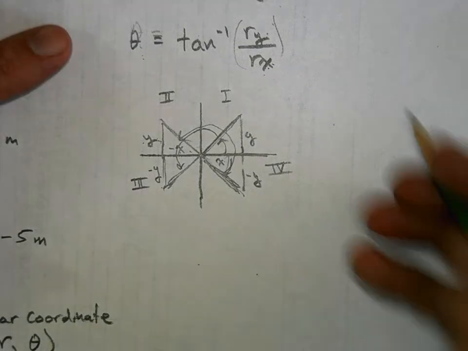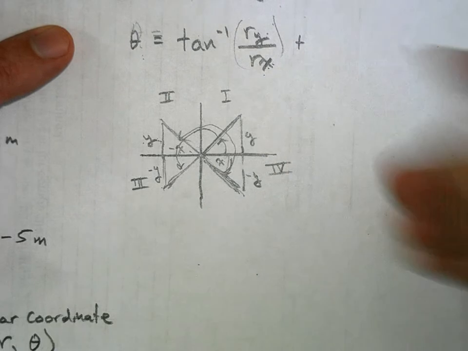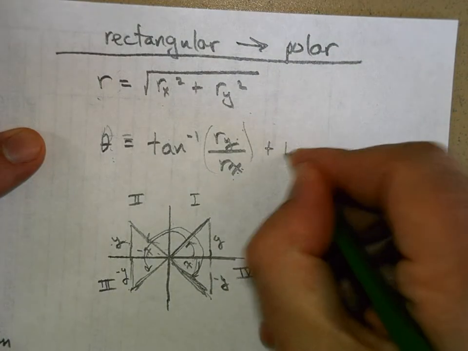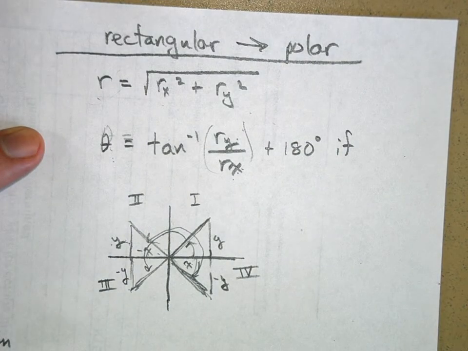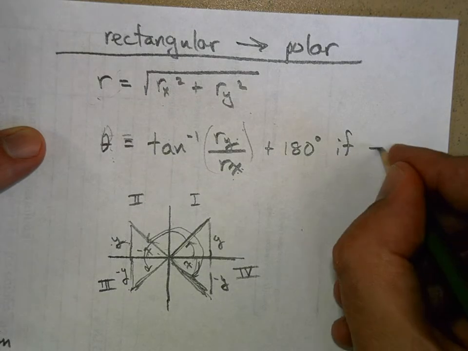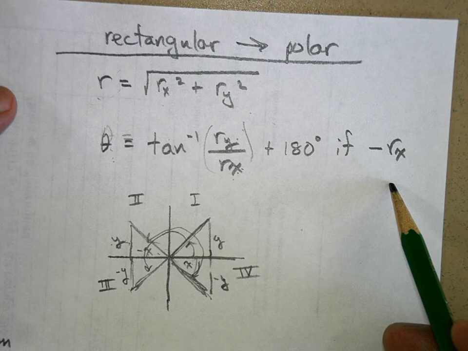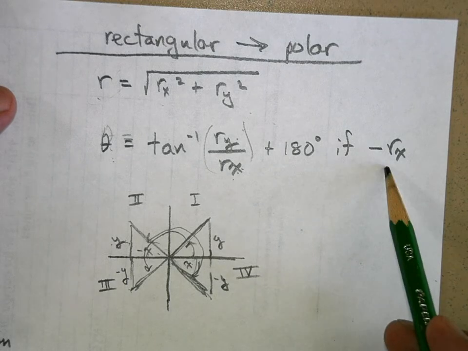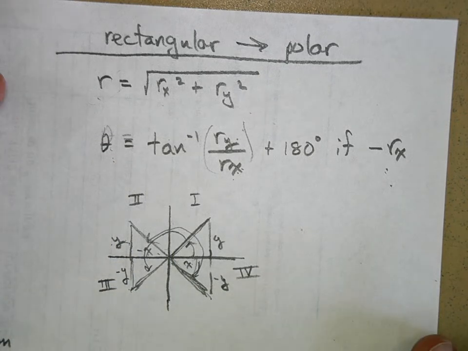So what I'm going to do is this. I'm going to add 180 degrees to this equation if what is true? Yeah, if you have a negative x. If negative r sub x, if the x component of your position vector is negative, then you're going to have to add 180 degrees to whatever answer your calculator gives you.